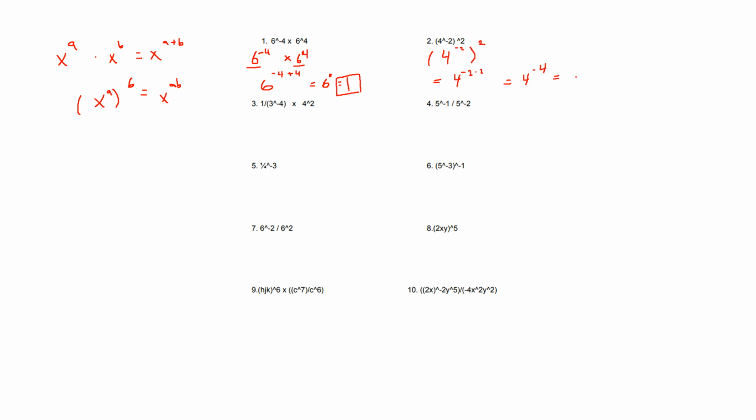And 4 to the power of negative 4 means that you can take the reciprocal. So it's 1 over 4 to the power of 4. And 4 to the power of 4 is 16 times 16, or 4 times 4 times 4 times 4, which is just 1 over 256.